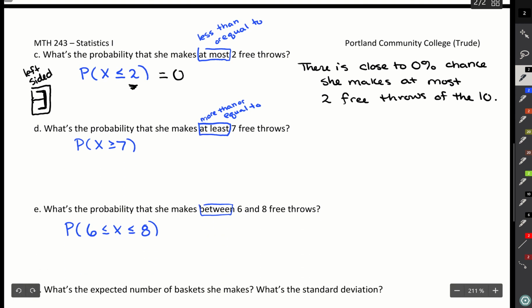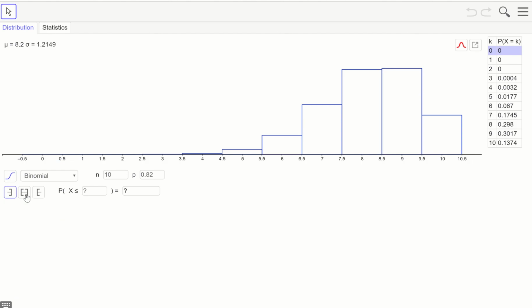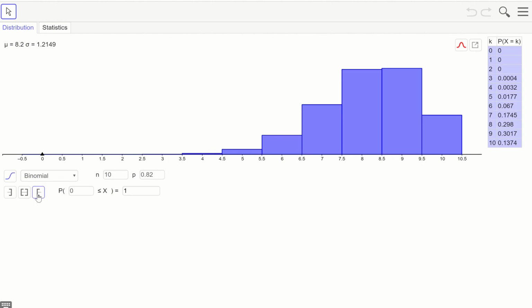This next case with D, probability of at least 7, so this is going to be right-sided. We want to find values larger than or equal to 7. So the button that we're going to choose is that one on the right that looks like this. So when we go to GeoGebra, we will change the direction, so it's on left-sided now. So now what we'll do is click the button for right-sided.